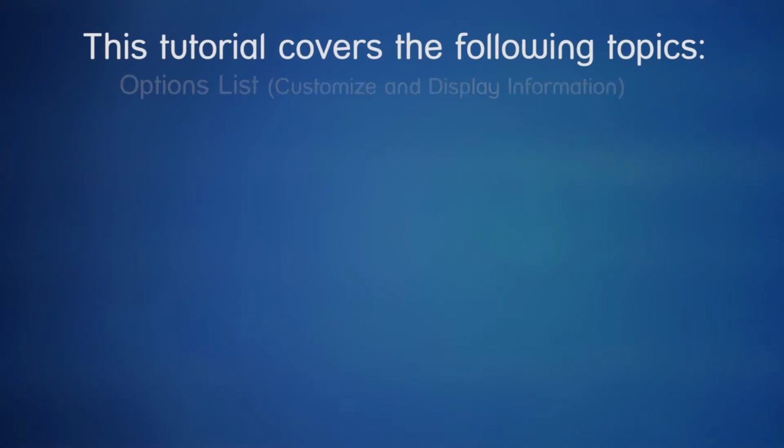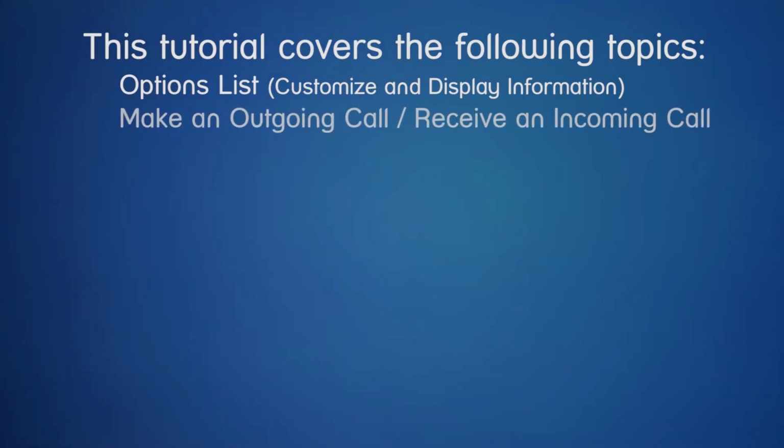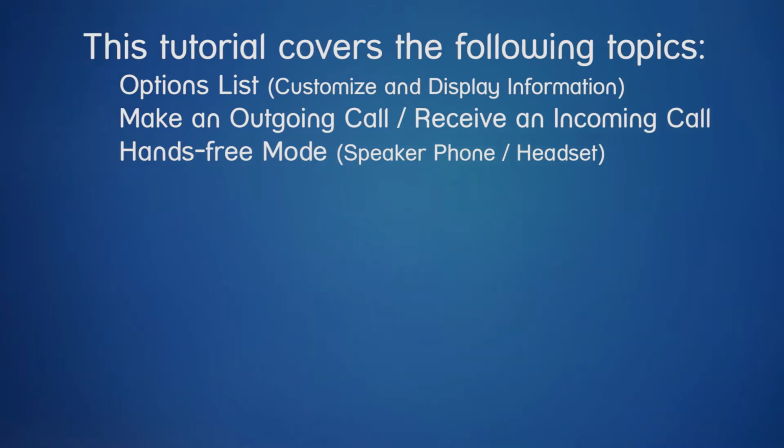In this tutorial, we'll open the options list and go through a series of menus where you can customize and display information about your phone. I'll demonstrate how to make and receive calls, and how to use the speakerphone and optional headset. I'll mute a call and then place it on hold.